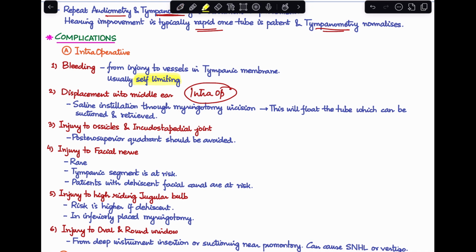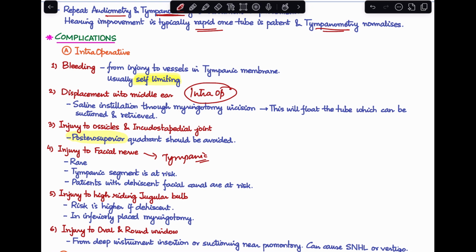Third is if you cause injury to the ossicles and incudostapedial joint. This is precisely the reason why we just discussed that you should not do a myringotomy in the posterior superior quadrant. You should be very careful in that area. Next complication would be an injury to the facial nerve. This is very, very rare, but if it does happen, usually the tympanic segment of the facial nerve is at risk because it lies in proximity of the posterior quadrants. And even patients who have a dehiscent facial canal are at increased risk of injury.